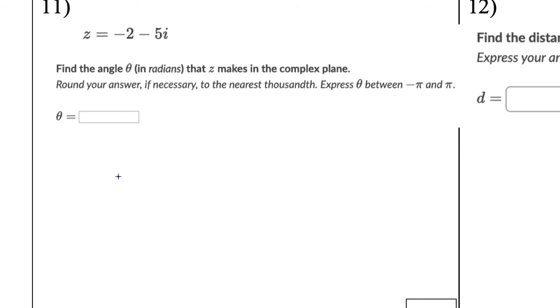I need to find the angle that this makes. So if I'm looking for the angle, this one doesn't have a special right triangle. So if no special right triangle, I'm just going to do triangle.